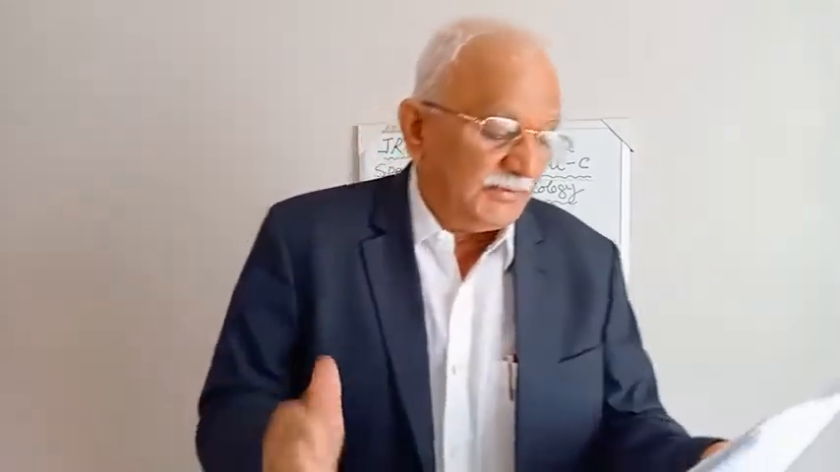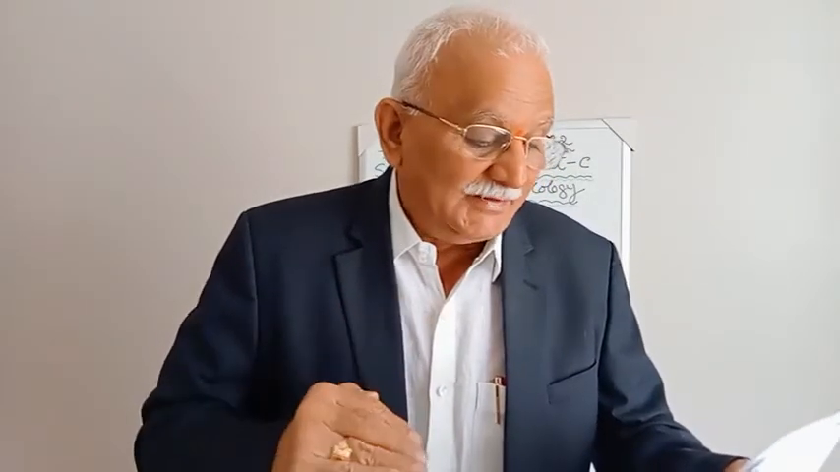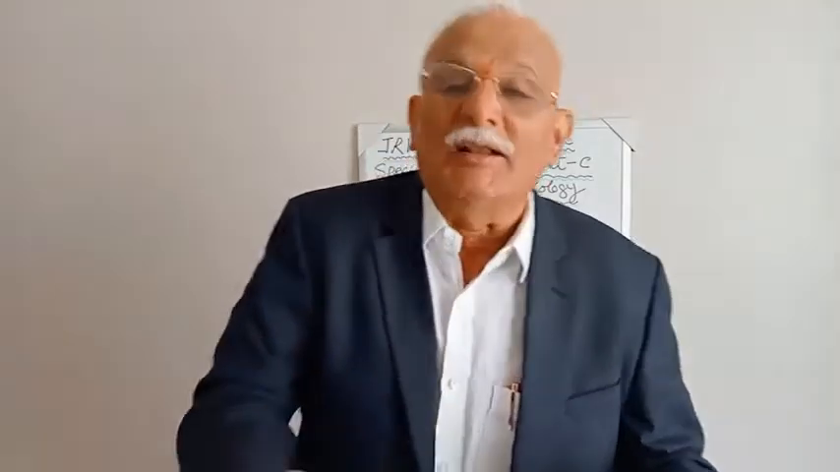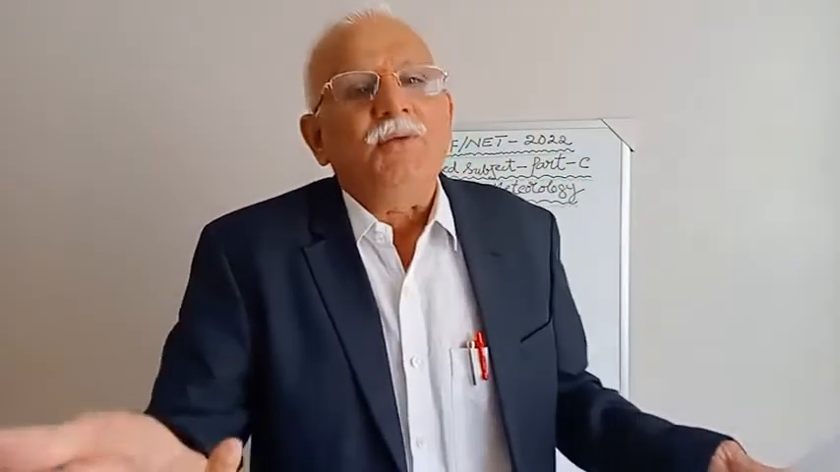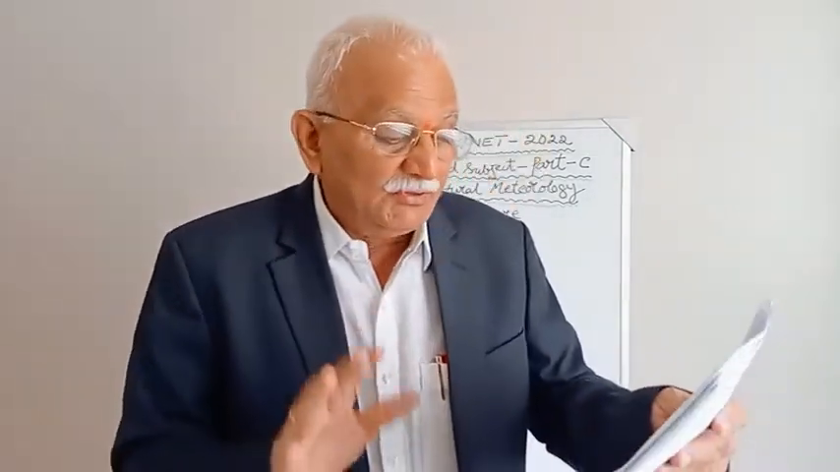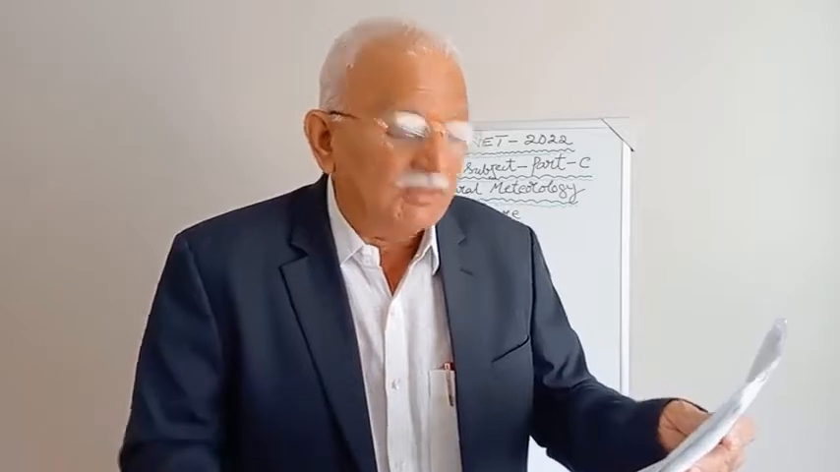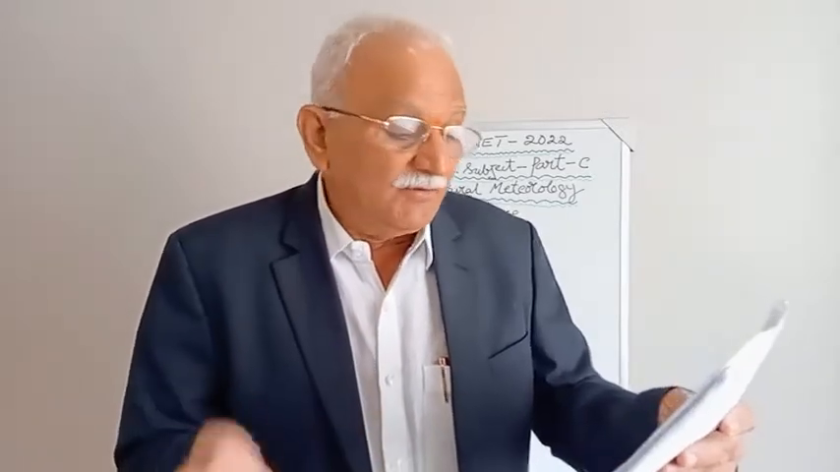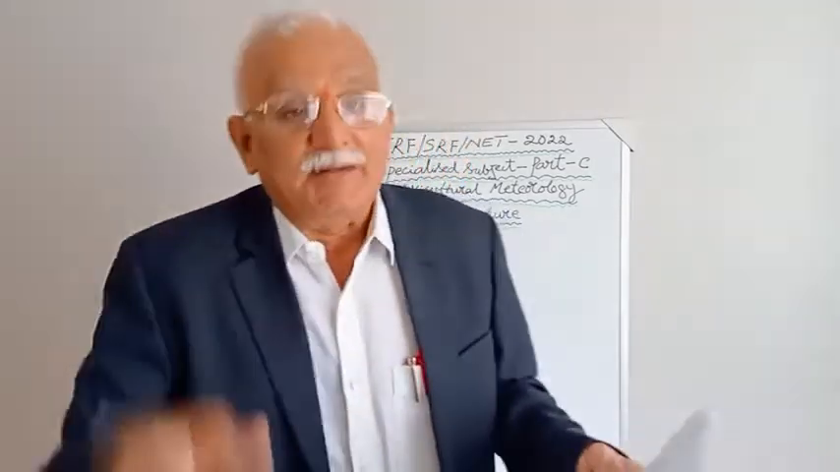Now there are two statements here: assertion A, reason R. Assertion A: the required conditions for evaporation to take place from a bare soil surface are the supply of energy and the supply of water to the soil surface. Supply of energy means heat. Supply of water, these two for a bare soil. That is assertion A. Reason: the magnitude of the process of evaporation is inversely proportional to the vapor pressure gradient.